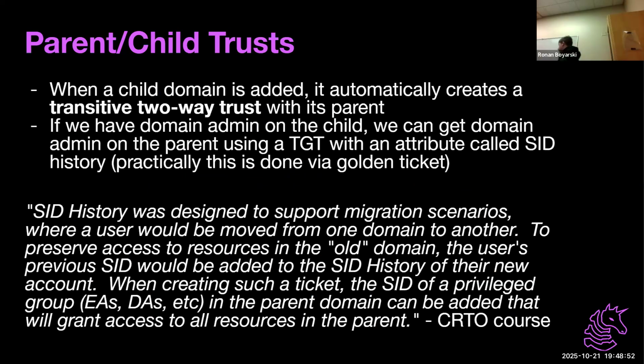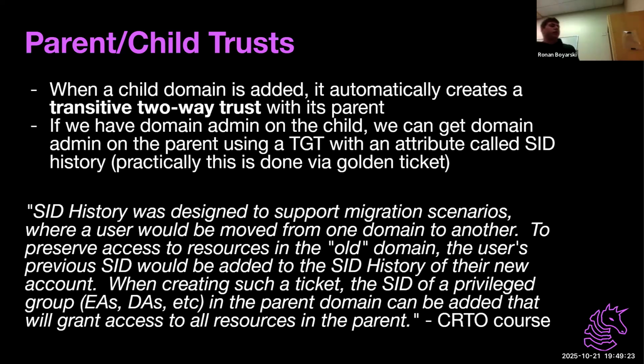The most common case you're going to see is a parent-child trust, which you can tell by the subdomain, right? If you have illinois.edu, and then let's say we have ece.illinois.edu or something, ECE would be your child, and the root domain would be the parent. Now, whenever you add a child domain, it creates a transitive two-way trust with its parent, which immediately tells you that is the most trust you can have, right? That is absolutely zero security boundary between these two things.